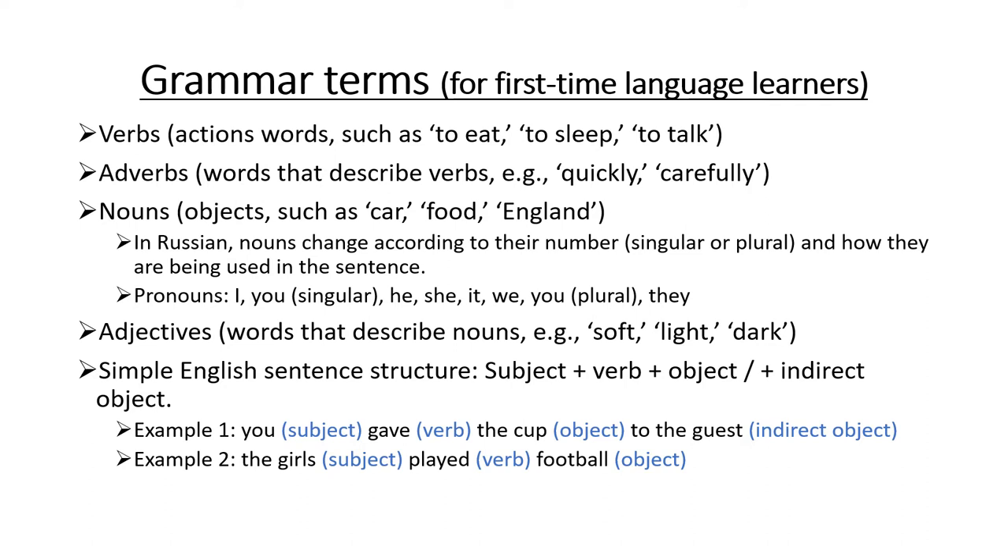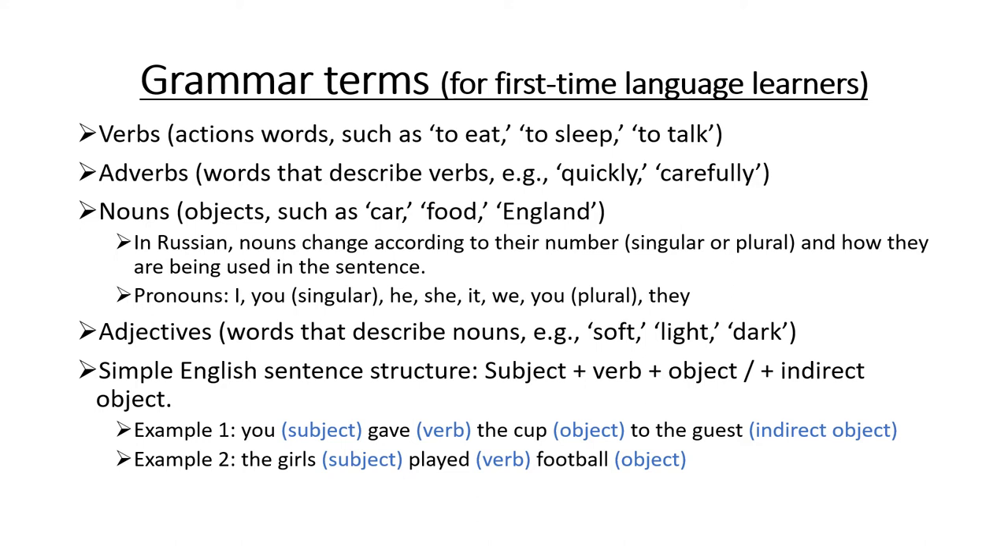And then lastly, we've just got this simple English sentence structure. In English, word order is very important for expressing the meaning of a sentence. So for instance, the girls played football. The girls are the subject, and we know that because of where they are in the sentence. Played is the verb because it's the action, and then football because it comes at the end. If it was football played the girls, it would not really make sense, and each word would have a different meaning.